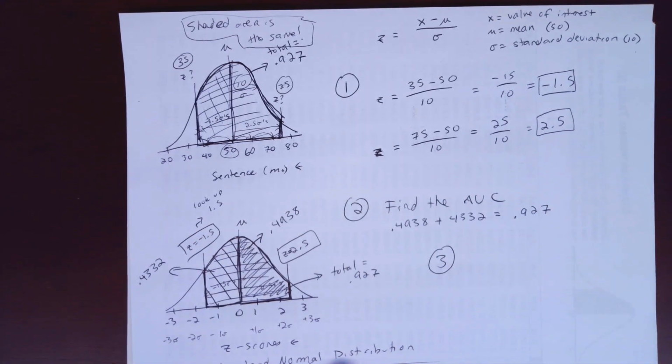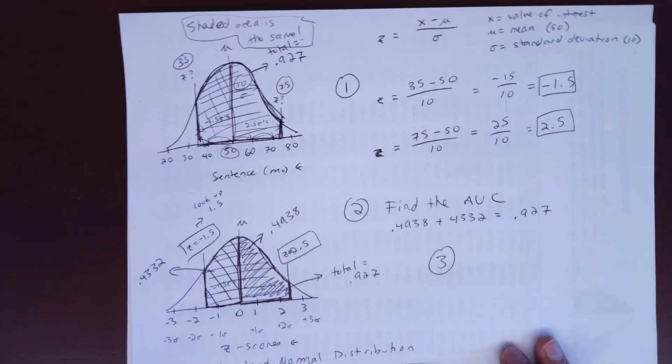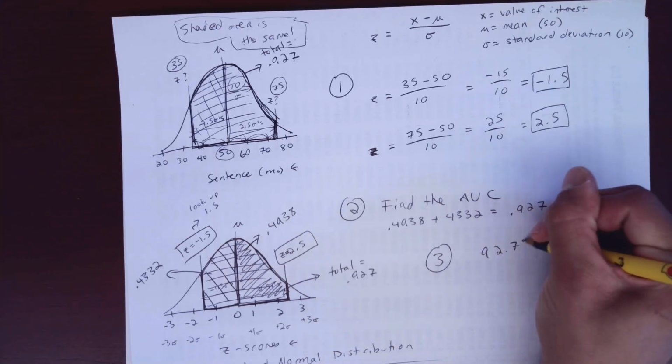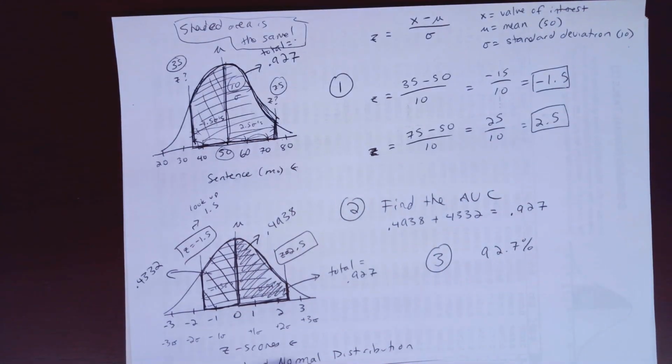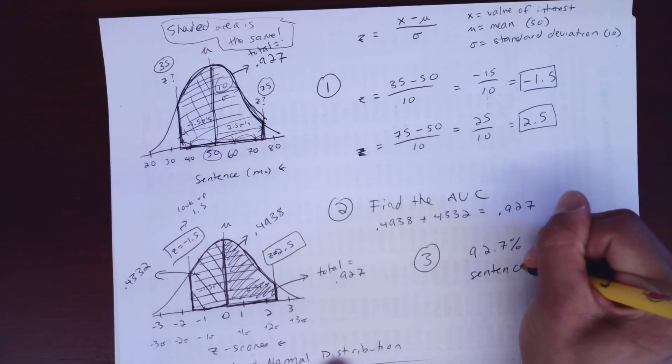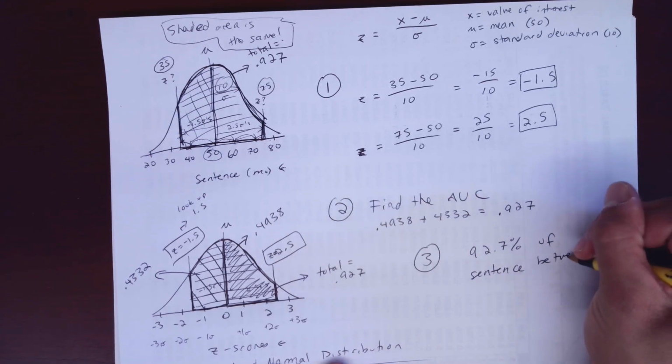So our third step is just to report the probability. The area under the curve between the two values we're interested in is 0.927, and that means that there is a 92.7% chance, or a probability of 0.927, you could write it either way, of getting a sentence between 35 and 75 months.